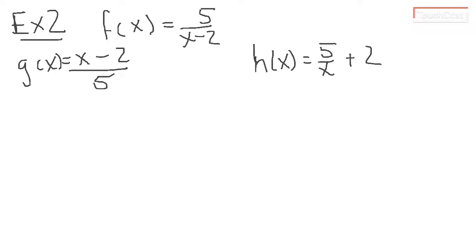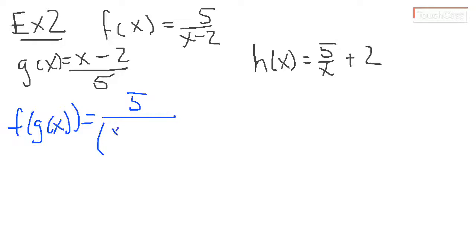So what we can do is find the composition of f of g of x, and if we get x back, then g of x is its inverse. So let's take f of x, and wherever we have an x, we'll replace it with x minus 2 over 5. So we're going to have 5 over x minus 2 over 5 minus 2.